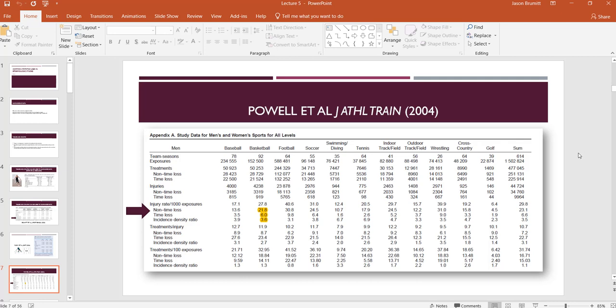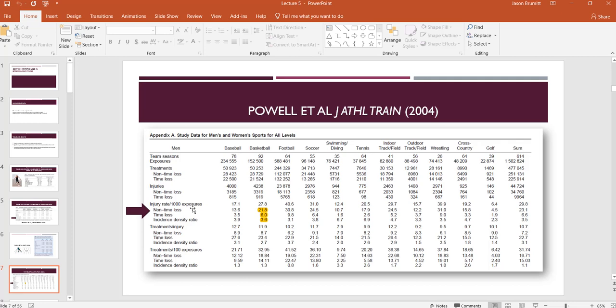What this table is illustrating for us is when we're looking at data for men's and women's sports of all levels, this has got everybody mixed in. Actually, this is men right here. I'm sorry. This is men here in this part. The injury rate per 1,000 exposures, and exposures can be like athletic exposures, person time. It all depends upon how you want to define it. So, like an athletic exposure could be every time an athlete participates in a practice or a game.